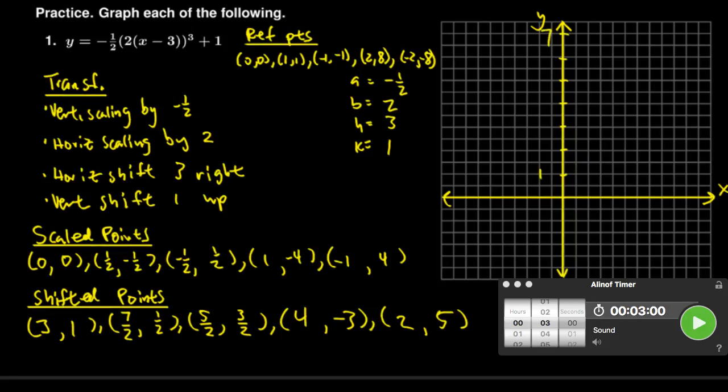Highest x value you have is 4. 1, 2, 3, 4, 5. And just do that.